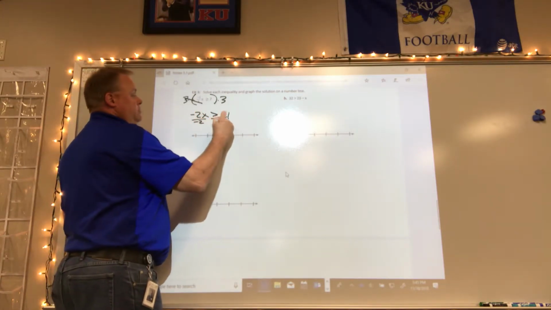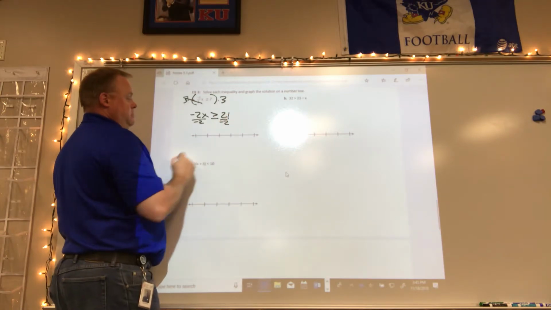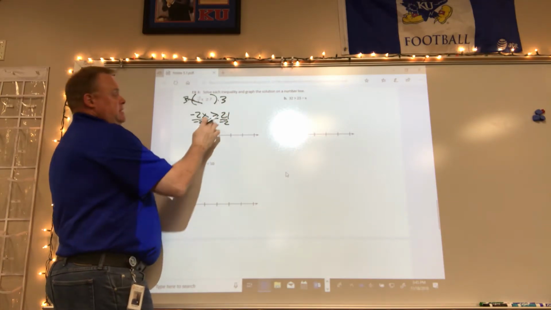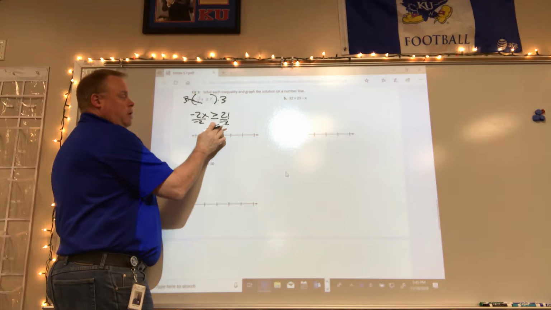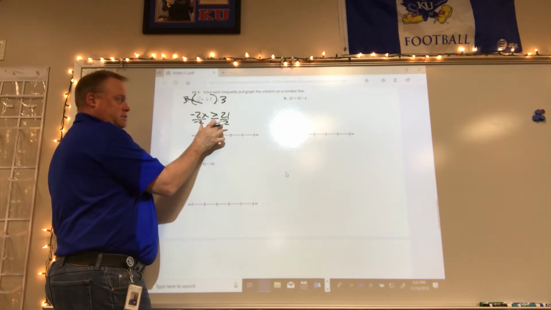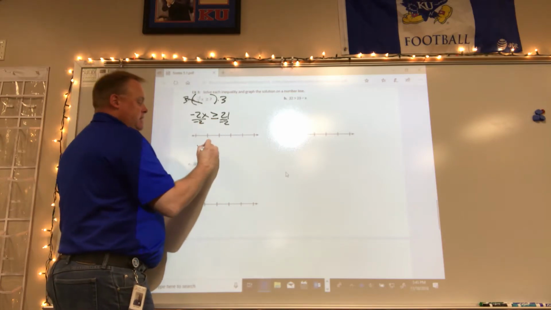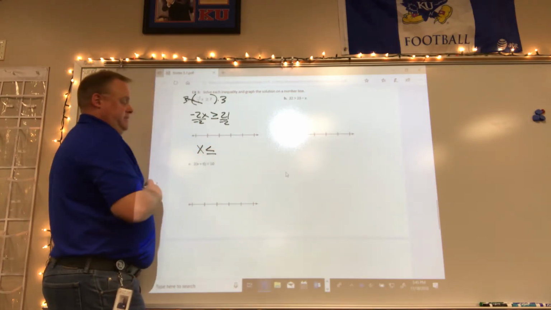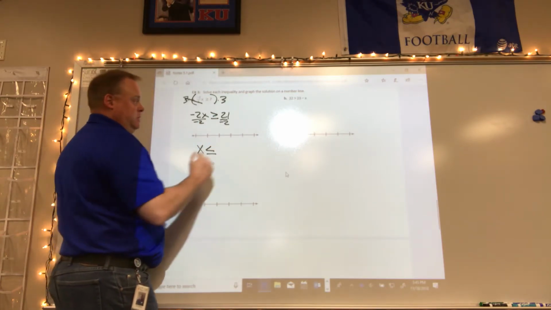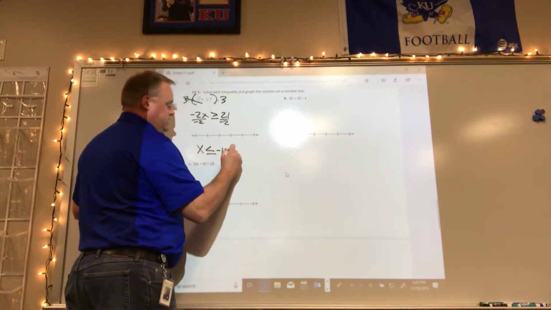Now, divide by negative 2, divide by negative 2. Since I divided across the inequality, what I do to one side I must do to the other. Since I'm doing a negative on both sides, my inequality switches, which means x is less than or equal to, in this case, negative 10.5.